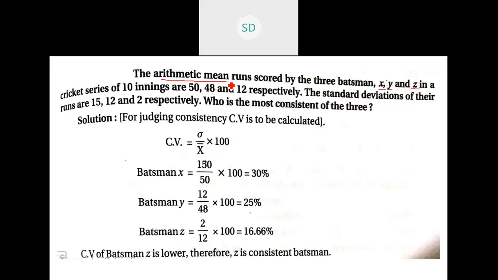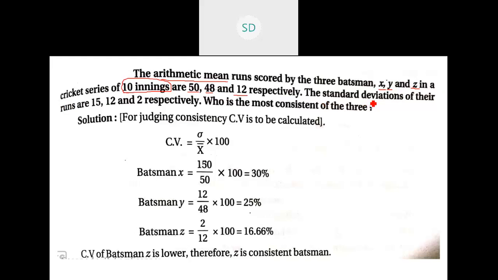So please read the question very carefully and make sure you stop at the full stop. You see where the commas are given in the question, because if you miss out those punctuation marks, you will get confused with the data given. So the arithmetic mean of X, Y, and Z is 50, 48, and 12. Now don't go and start from 10. They've told us in a cricket series of 10 innings, their mean runs were 50, 48, and 12.